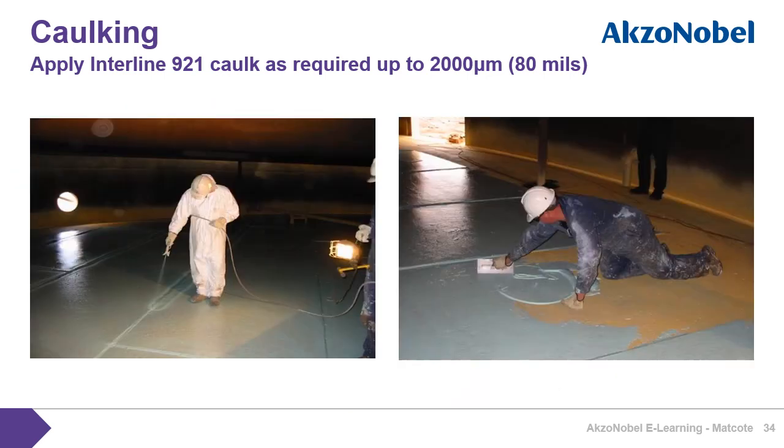On this slide you'll see two photographs. On the left, the applicator is applying the caulk to the weld, and on the right, the applicator is hand applying caulk to a large surface area due to the steel being in a poor condition.